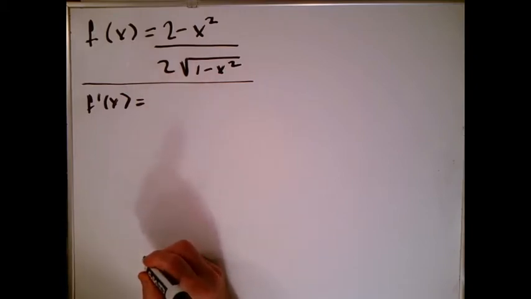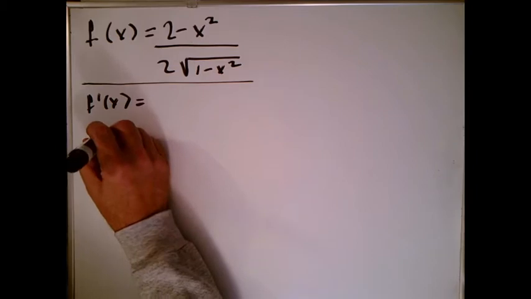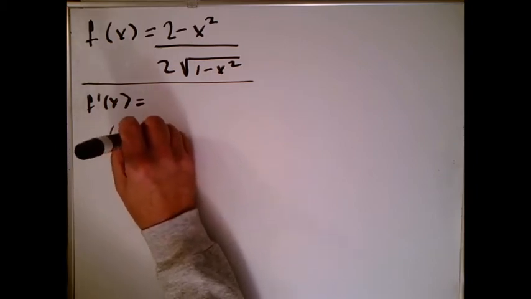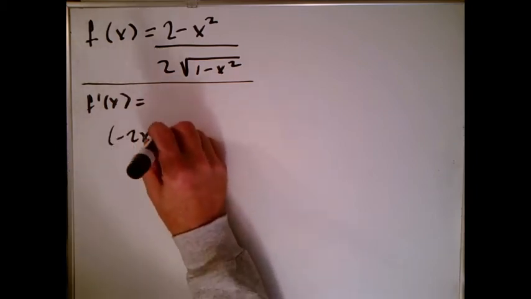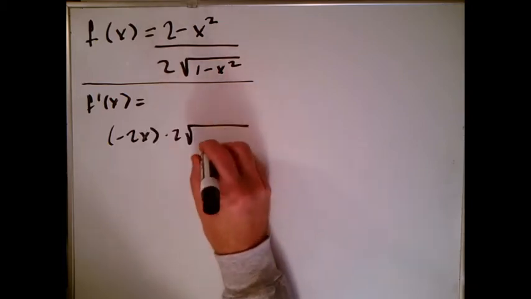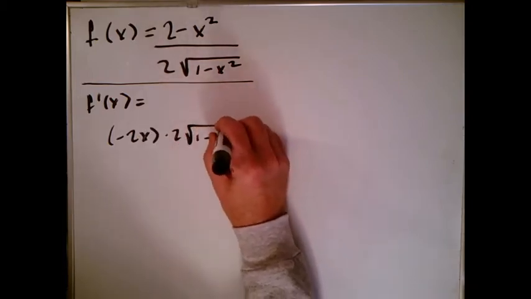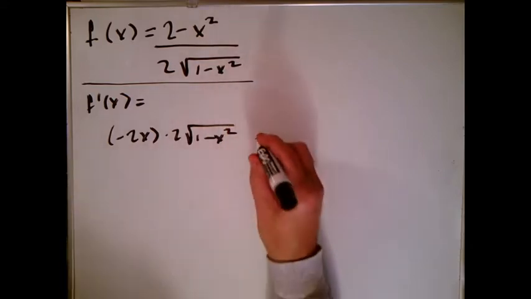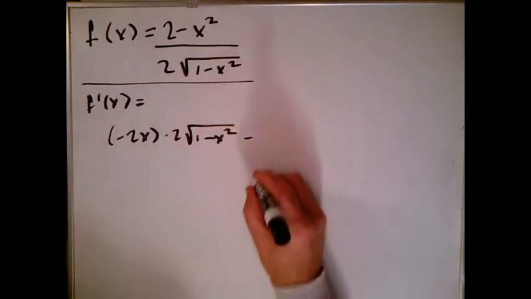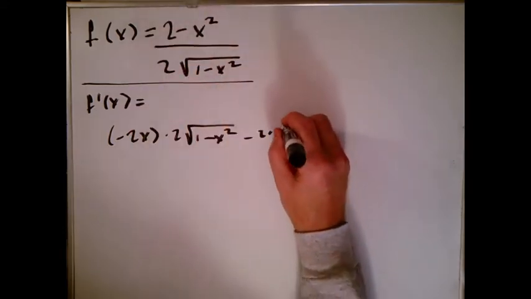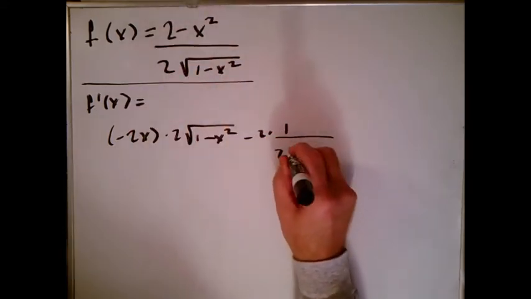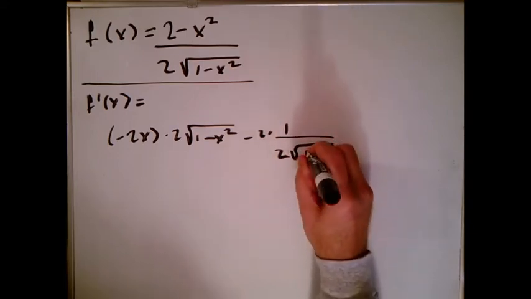This is the quotient rule, so it's the derivative of the top. All right, that's going to be minus 2x times the bottom, which is 2 square root. So it's the derivative of the top times the bottom, minus the derivative of the bottom. The 2 goes along for the ride. This is square root blob. The derivative of square root blob is 1 over 2 square root blob.